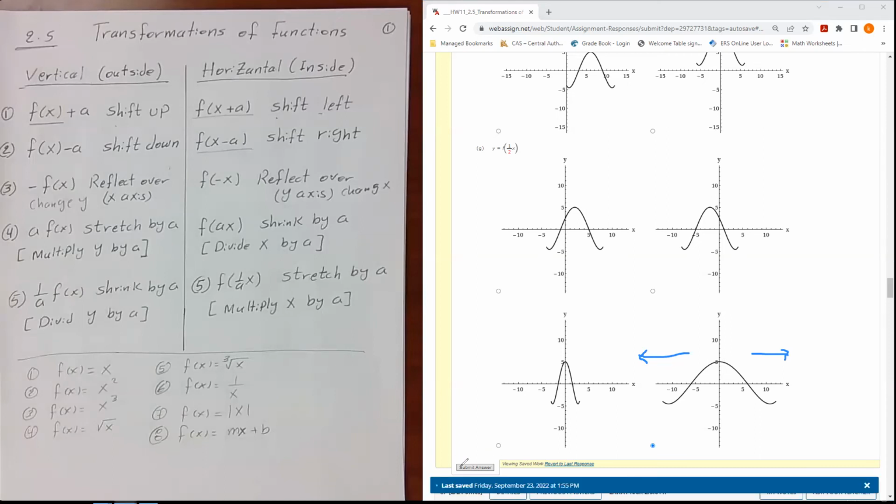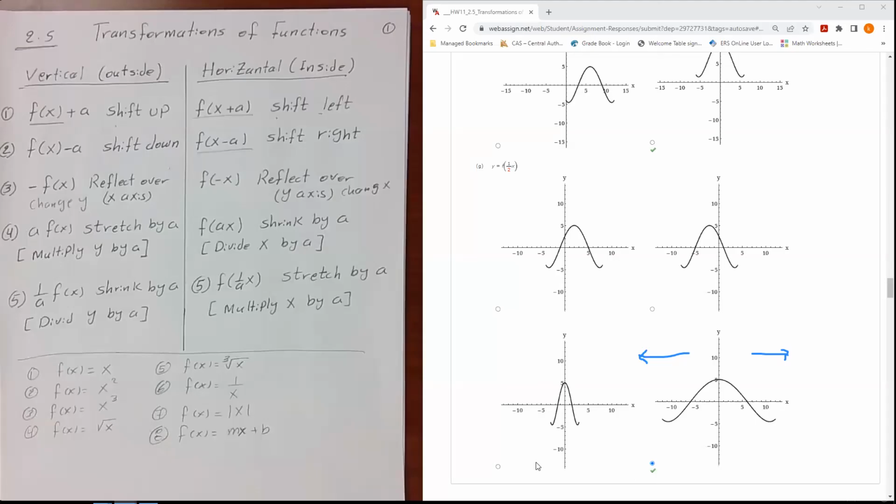I think that's it. So you can do examples 3, 5, 6 exactly the same way to solve them. That's it for today.